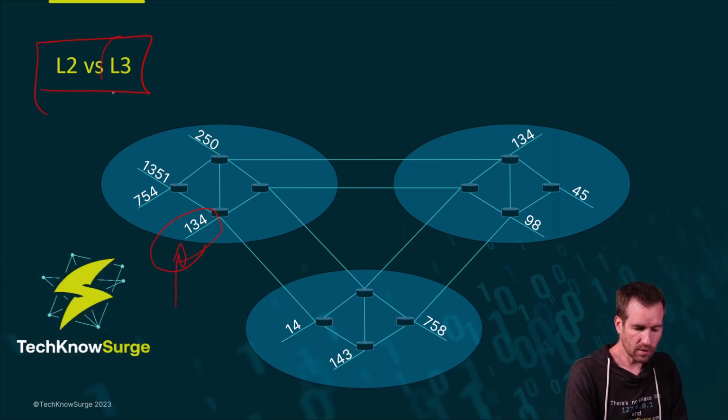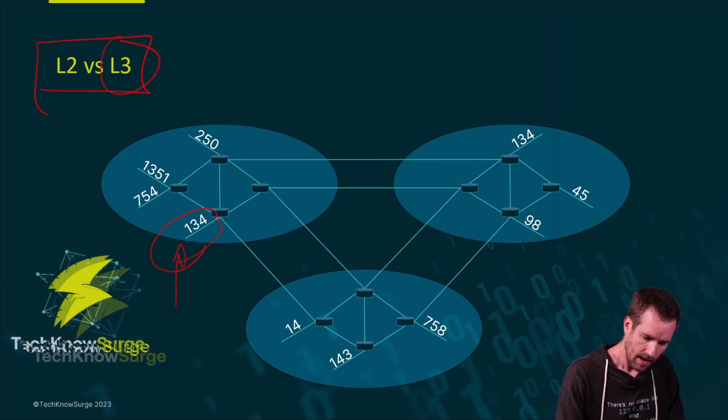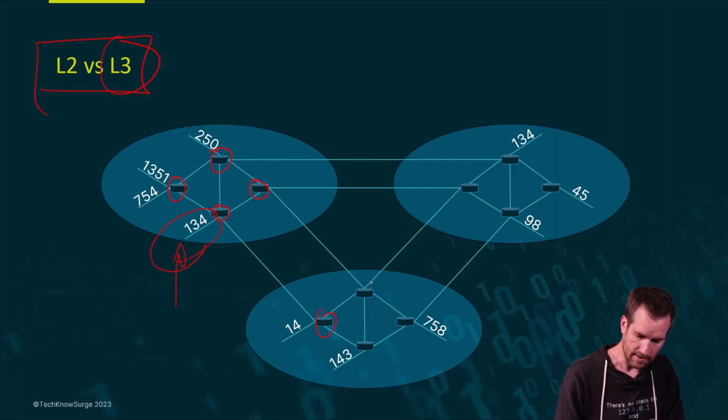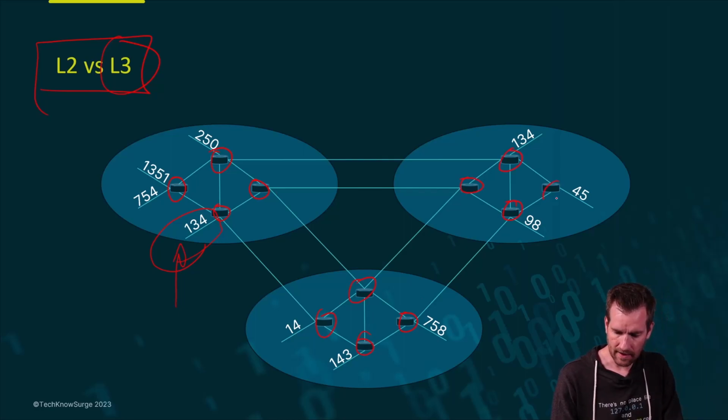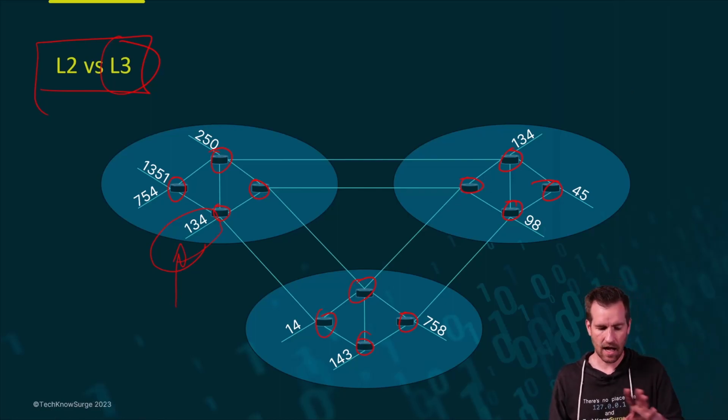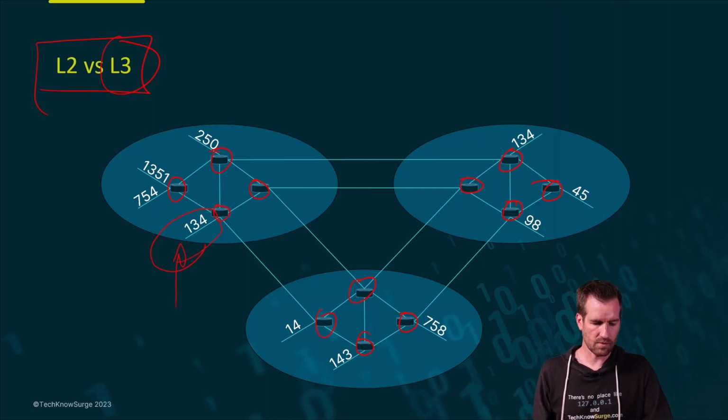Versus layer 3 are these connections, these devices right here. So these are layer 3 devices. These happen to be routers right here. There are other devices that are layer 3 devices, but in our example here, we just have routers that are interconnecting all of these different devices here. So this is layer 3.